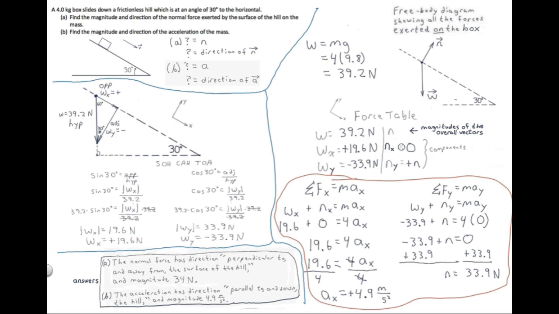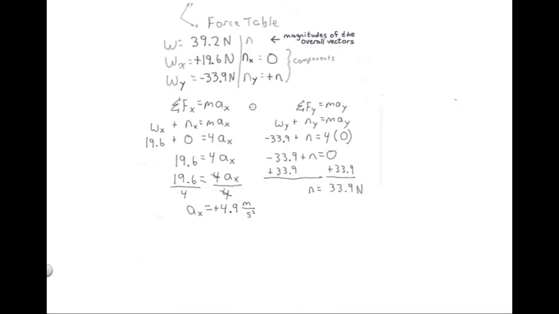Now that the force table is finished, we can work with our Newton's second law equations. We write a Newton's second law equation for the x component and a Newton's second law equation for the y component at the top of two adjacent columns. The sigma symbol tells us to add the individual force components on the left sides of the equations. We get those components from our force table. So here we add 19.6 plus 0, and here we add negative 33.9 plus n. Be careful to include this crucial negative sign when you're adding this component.